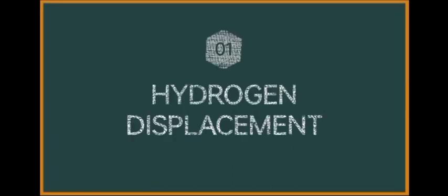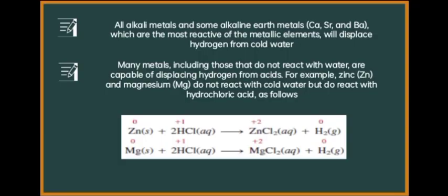So what is hydrogen displacement? The hydrogen displacement involves all alkali metals and some alkaline earth metals like calcium, strontium, and barium, which are the most reactive of the metallic elements and will displace hydrogen from cold water. Then, many metals, including those that do not react with water, are capable of displacing hydrogen from acids.